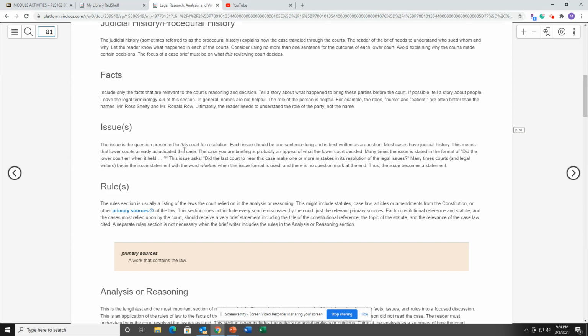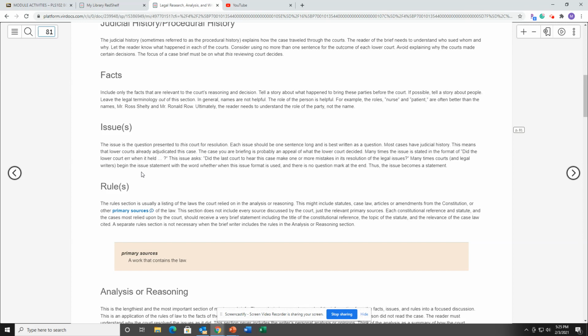Issues, remember, are the legal issues presented to this court. So don't write what the jury found or something like that. Did the judge make a mistake? Make error, they call it, when they denied that this piece of evidence be produced to court, or did the lower court err in denying a motion to dismiss, or did the lower court err in presenting this piece of evidence to the jury? All of that stuff.